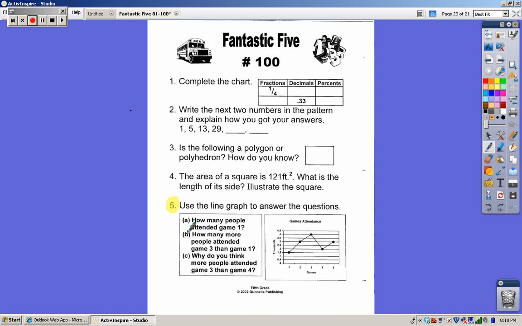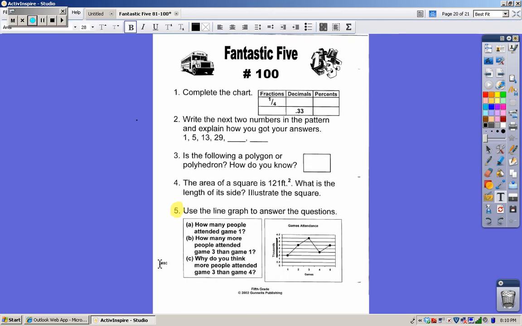Our last one has to do with this line graph. How many people attended game 1? If you look up at game 1, not 1.5 people attended, 1.5 thousand people attended. So the way that we would write that is 1.5 thousand. So if you take that decimal away, 1,500 people, because 5 is the decimal portion, so 1,500 people attended that first game.